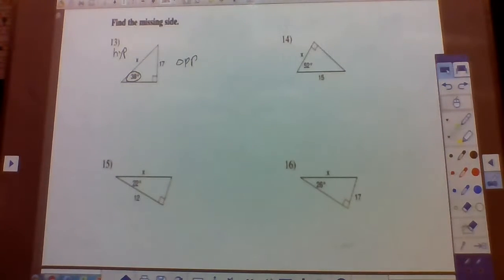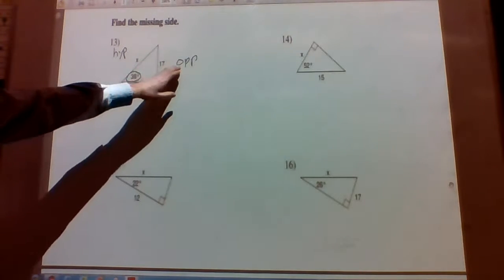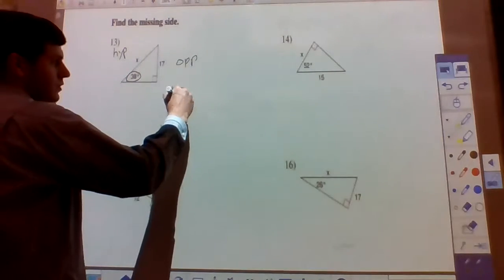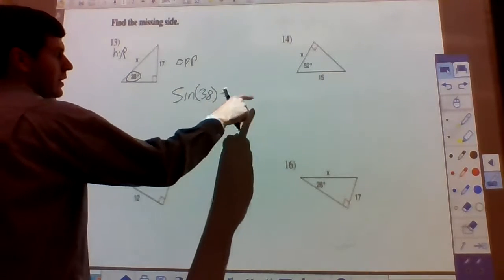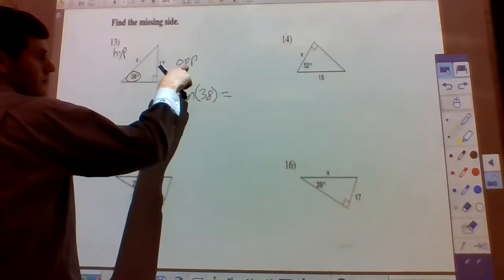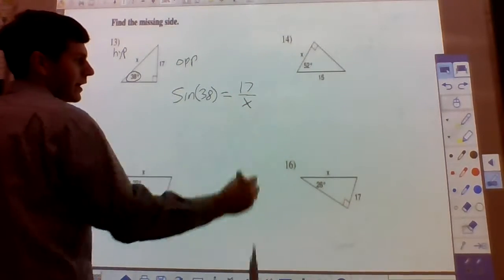So if we look at our functions, we have sine is opposite over hypotenuse, cosine is adjacent over hypotenuse, and tangent is opposite over adjacent. So which one has opposite and hypotenuse? That's going to be sine. So we want to use the sine function. Sine of 38, so the input is 38. The output is the ratio of the length of the opposite side to the hypotenuse. So that's 17 over x.